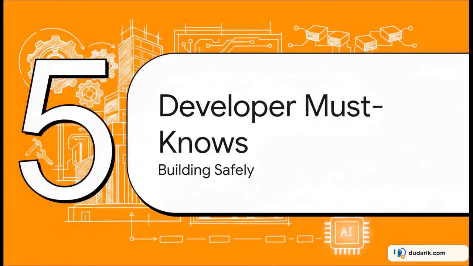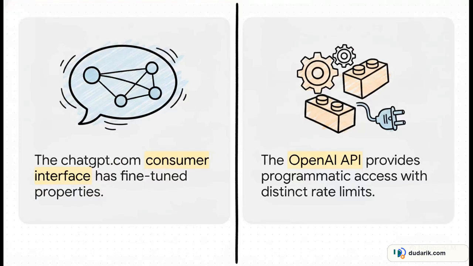Section 5, what developers must know. All right, let's pivot to the practical reality for builders and see how this impacts modern AI development. There is a massive, incredibly important difference between the consumer product and the API. A lot of developers get totally burned here because they assume the API is going to act exactly like the website out of the box.